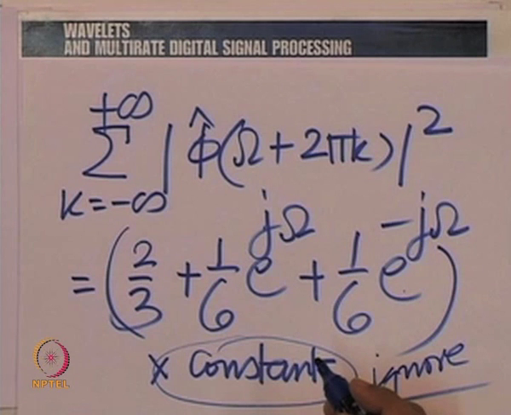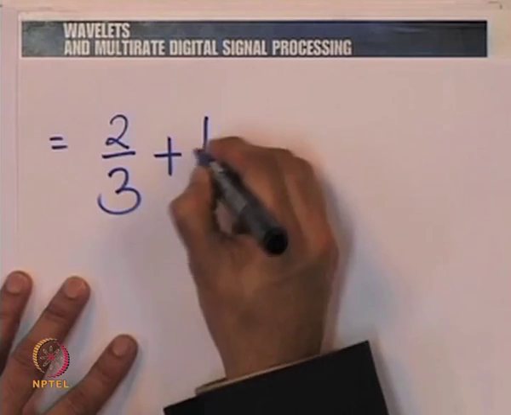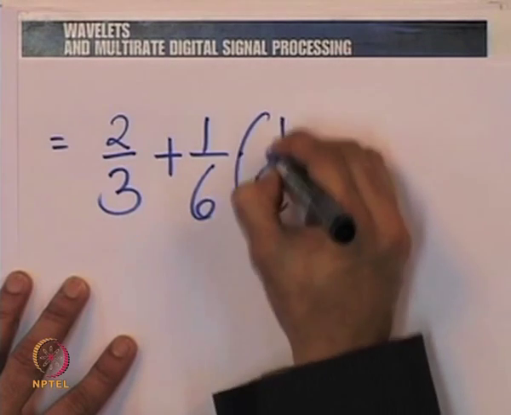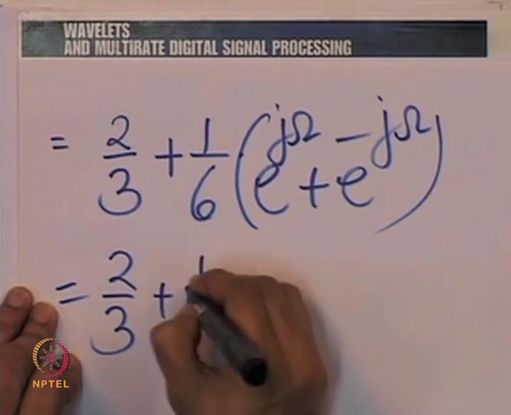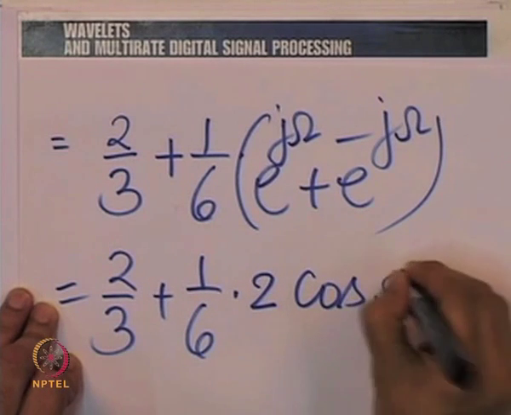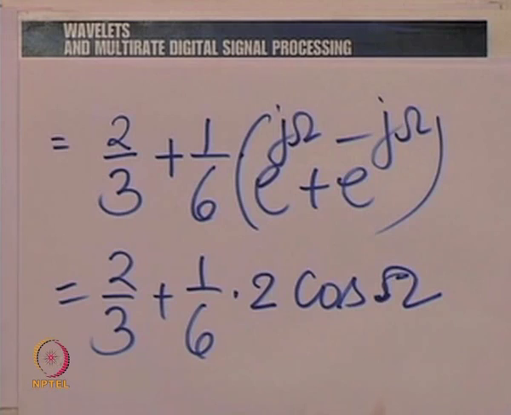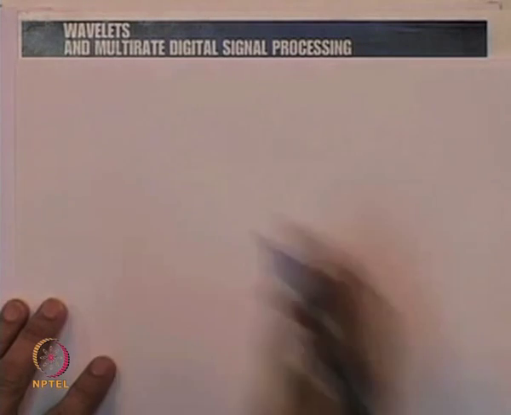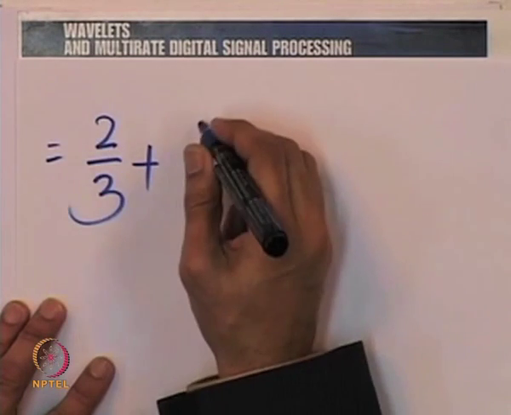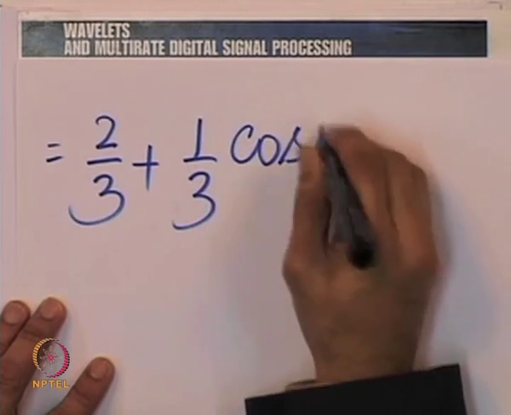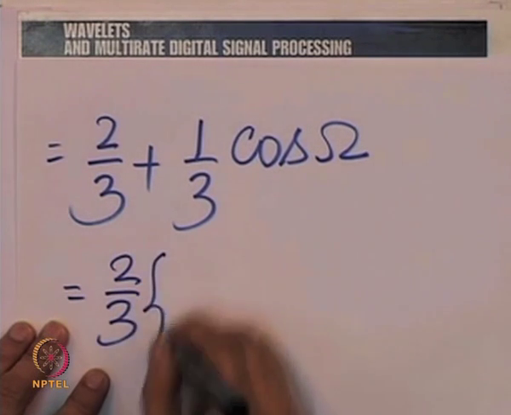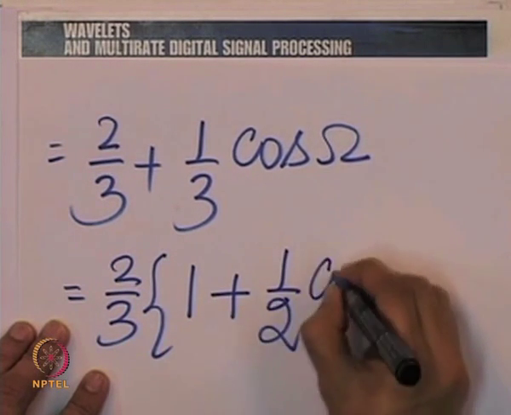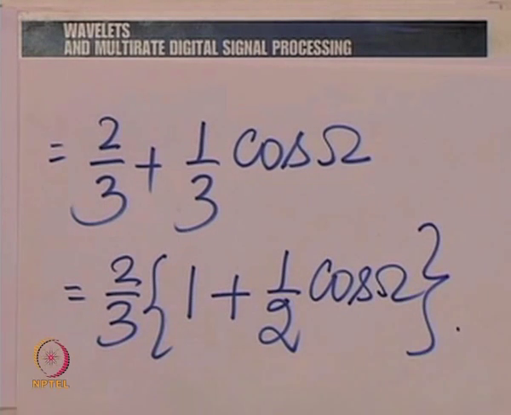This is essentially 2 by 3 plus 1 by 6 into e raised to the power j omega plus e raised to the power minus j omega, which is 2 by 3 plus 1 by 6 into 2 cos omega. And that is 2 by 3 plus 1 by 3 cos omega, or in other words 2 by 3 into 1 plus half cos omega.